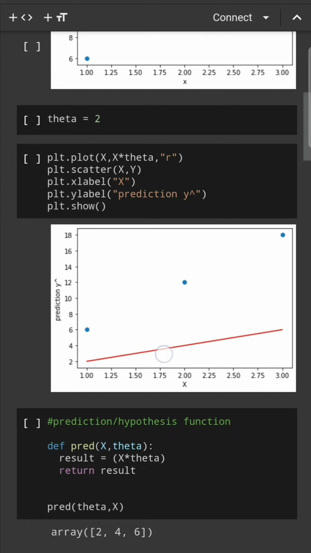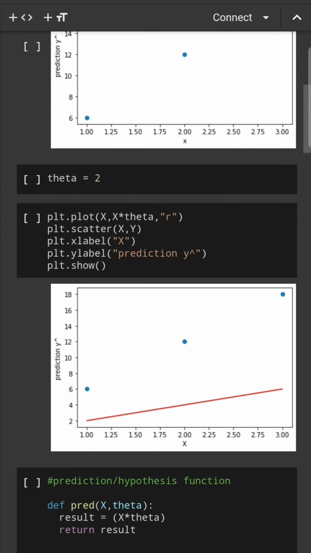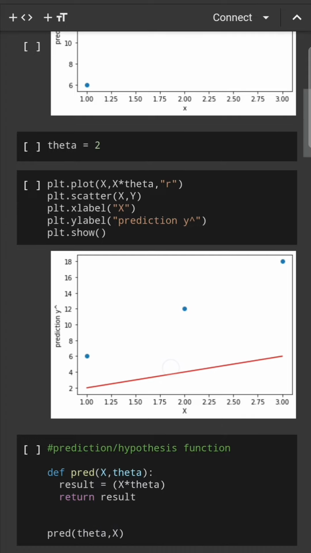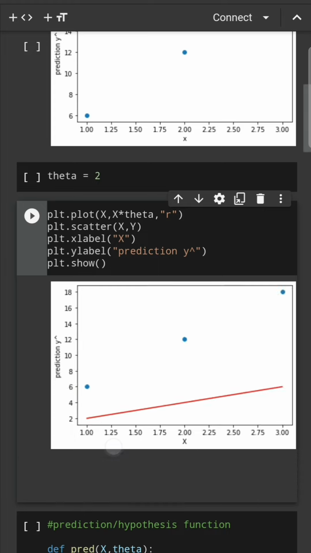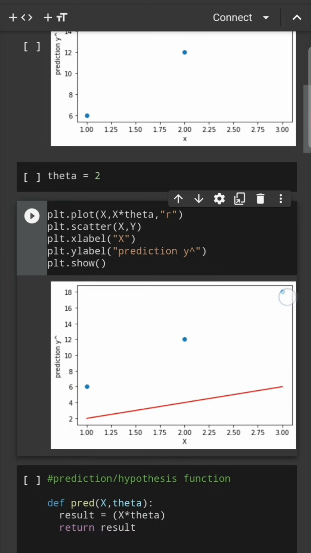When we plot this line, theta is kind of acting as the slope of this line. So we can see what theta 2 will look like. It is not a good fit. You can see this line is very far away from these x points. How can we say it is far? Because you can see the distance from this point to this line, this point to this line, this point to this line. A good prediction model will be where this line is very close to the points, and thus the loss will be small.